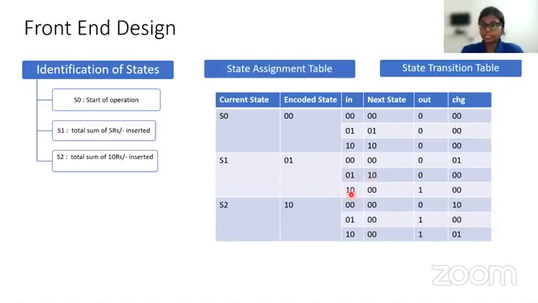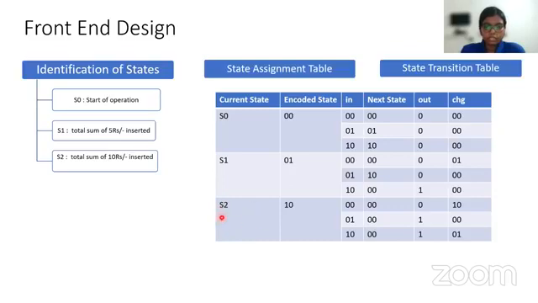If we are inserting a 10 rupees coin, the machine already had a 5 rupees coin inside it, so now the total sum is 15. Since the total sum is 15, now the product will be dispensed. My out is 1, no change because we have inserted a total sum of 15 itself. And the next state now will become the start of the operation because the product has already been dispensed. Now the machine will go to the S0 state.